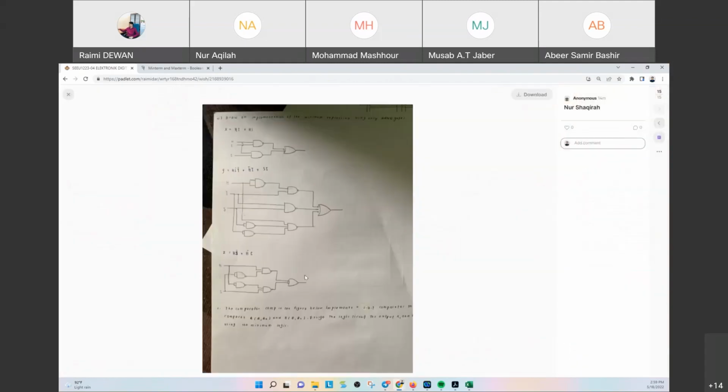Shakira, where is your truth table? I don't know where is truth table. I cannot check the truth table, because it's not there. Shakira, do you get the same answer as the schematic? You just answer at the WebEx chat. You get the same answer, Shakira?